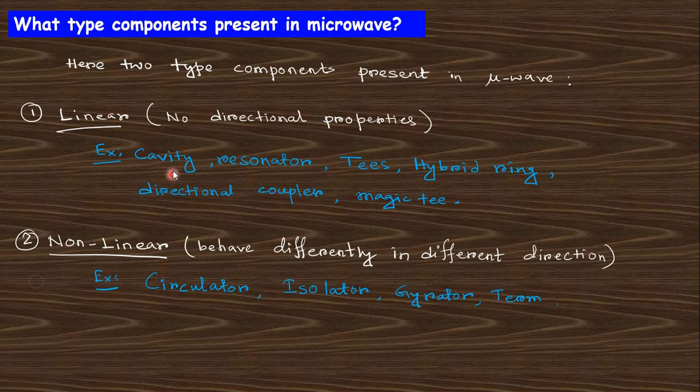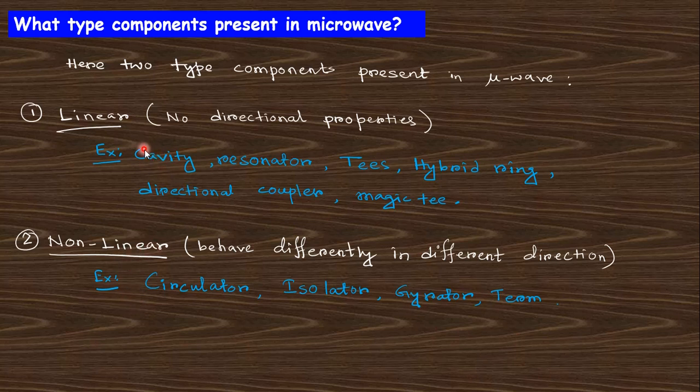I just said that there are two types of components present in microwave, one is linear and the other is non-linear. Linear means there is no directional property, that means in each direction they have the same property. But in the case of non-linear, it behaves differently in different directions. If the direction is changed, the property of this component will change.